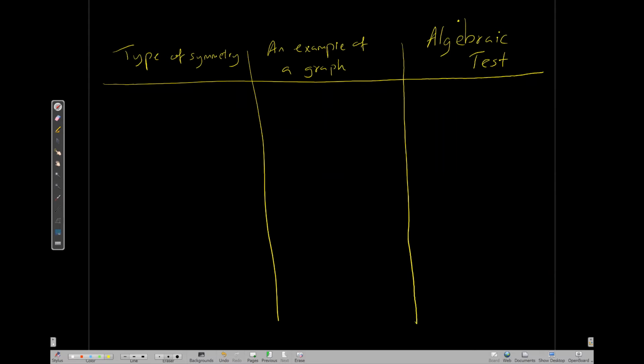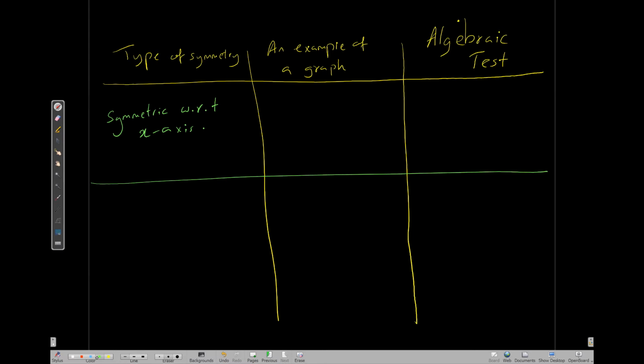So first symmetry, symmetric with respect to x-axis. Let me put WRT, x-axis, right? And you can guess what the next symmetry is. Let me put symmetric with respect to y-axis. And the third one I'll wait. Let's first talk about these two.